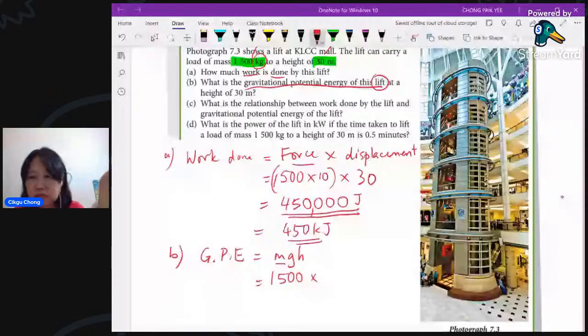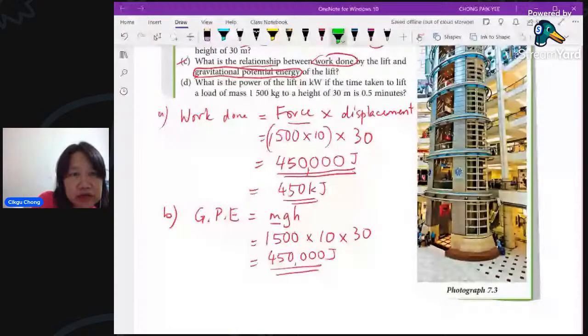All right, so now you find the next question. You've done your second part. Now the third one. What is the relationship between the work done by the lift and the gravitational potential energy? So these two, what is the relationship? You have already calculated work done here. And then the second thing you calculated was the gravitational potential energy. This is 450,000. This is also 450,000, correct or not?